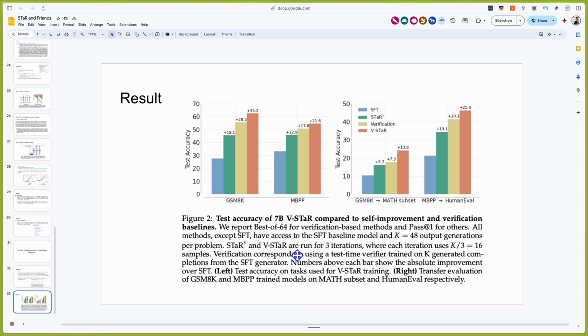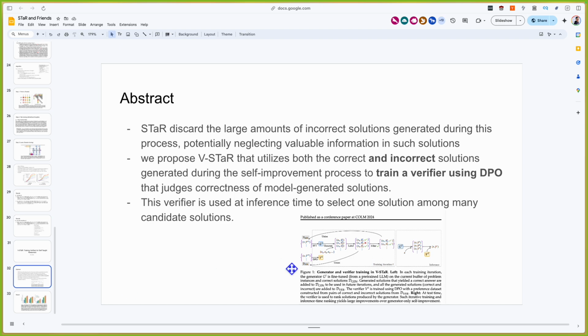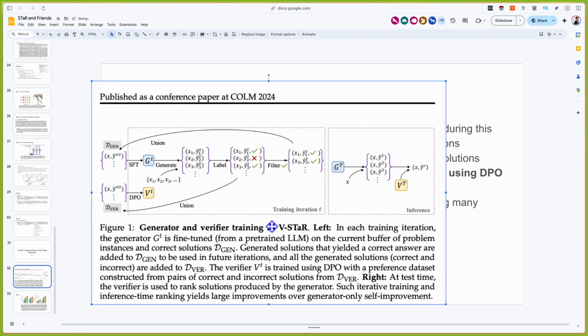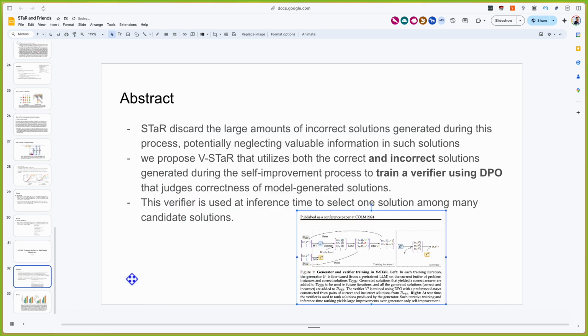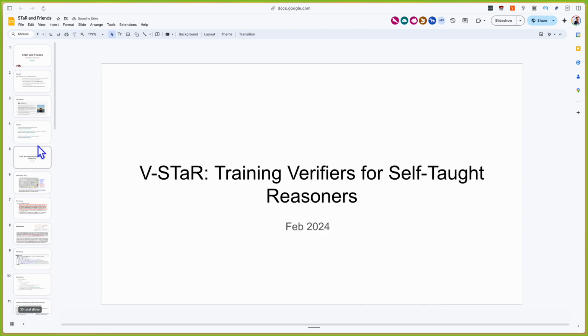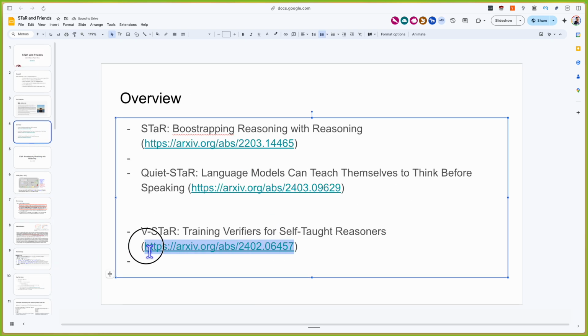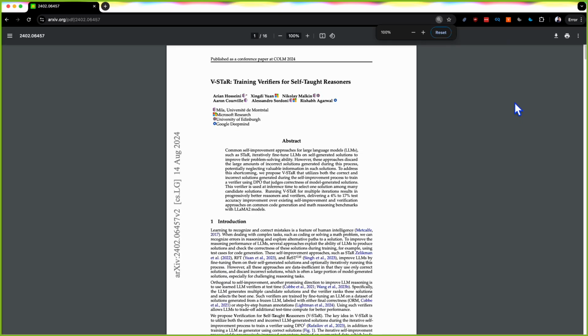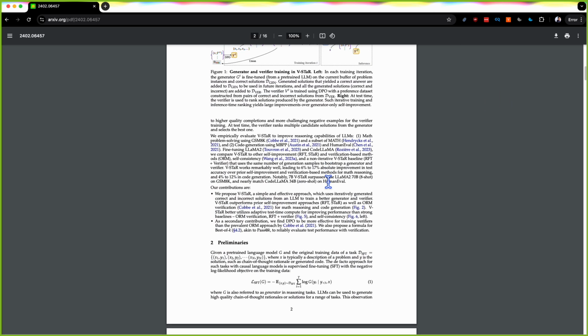So V-STAR is demonstrated to improve across a lot of these angles. I wish that I had a better diagram. I didn't have time to make a mock diagram of this. But basically, training a verifier to judge between models. Let me just, where's the paper? I'm pretty bullish on training verifiers as a part of your process, and then using that as an artifact to run during production.